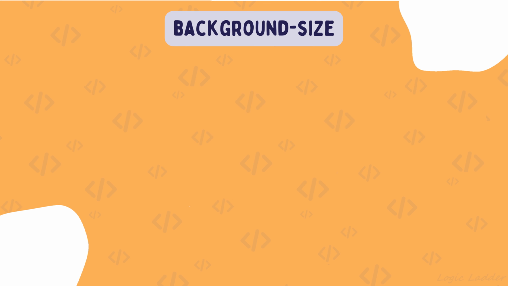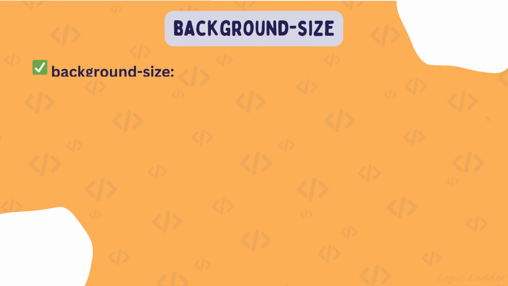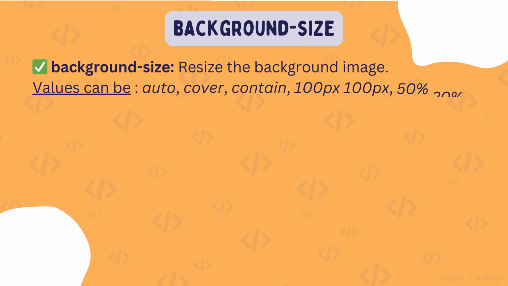Next property for CSS backgrounds is background size. The background size property specifies the size of the background images. You can choose between auto, cover, contain, or you can also set a specific size using percentages or pixels.